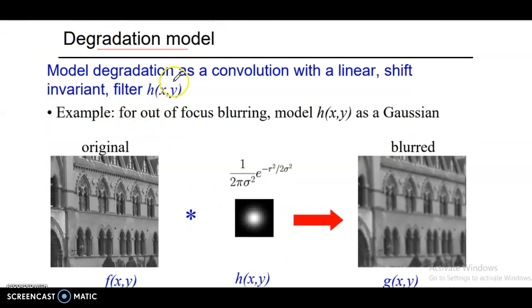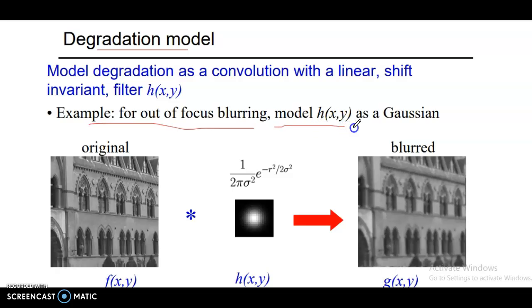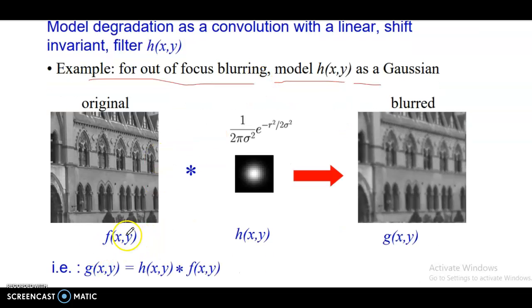Degradation model. Model degradation as a convolution with a linear, shift invariant filter h of x,y. For example, for out of focus blurring, model h of x,y as a Gaussian: 1 by 2 pi sigma square e power minus r square divided by 2 sigma square. Then g of x,y is the blurred image.